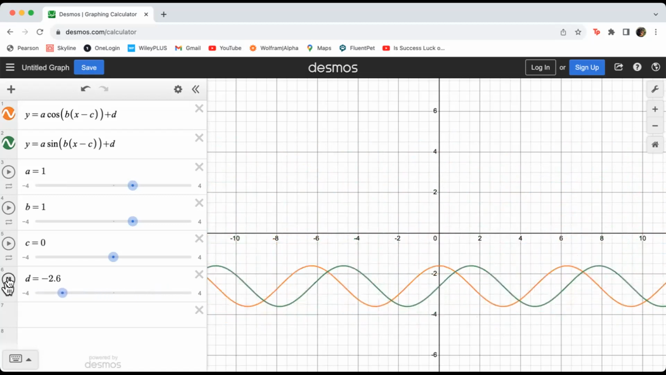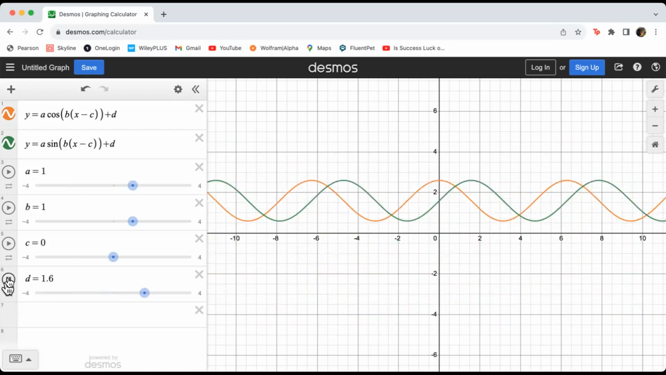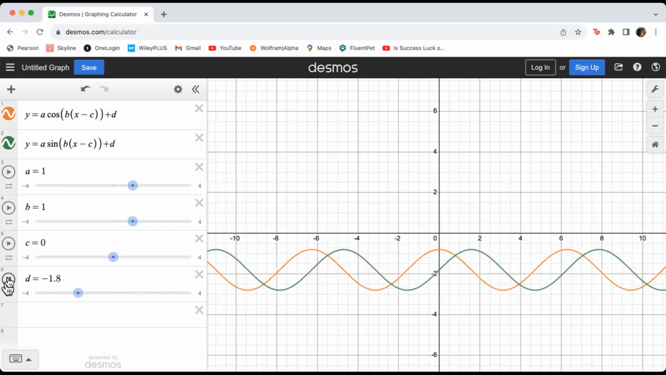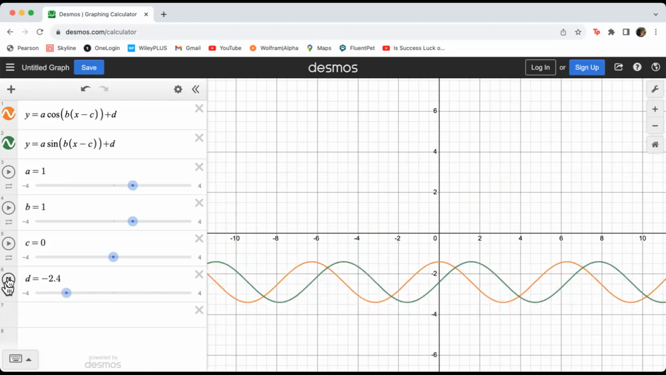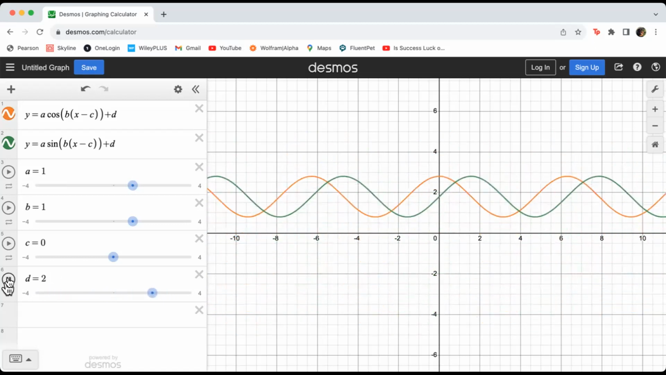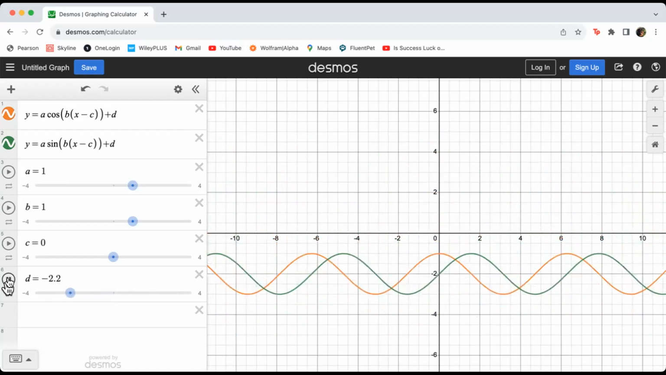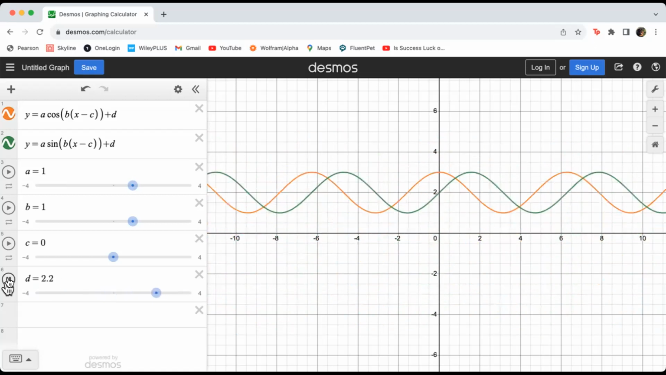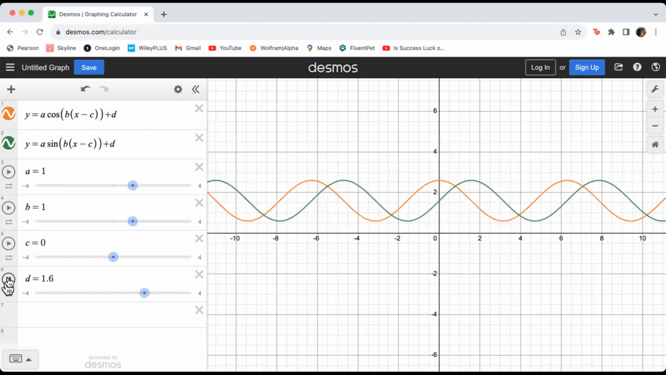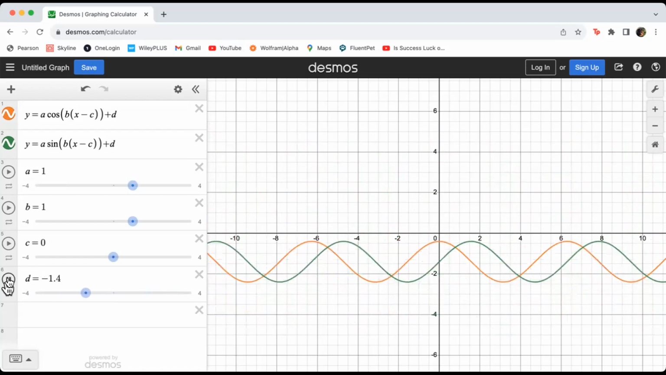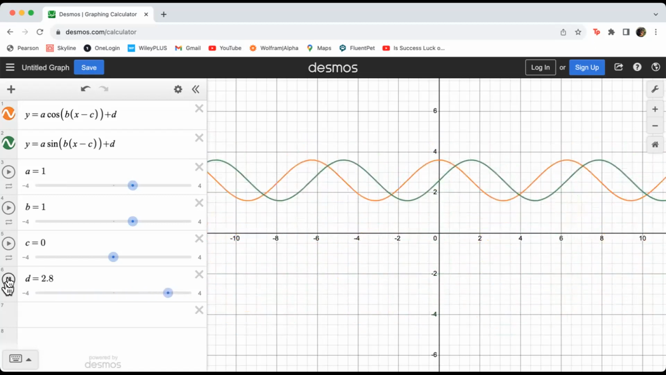Is the period changing? No, we can see that the top points are staying the same distance apart. They're staying 2 pi units apart. What about the start? What's going on at 0? Is the cosine changing? The 0 point seems to always be at the top on the cosine and at the middle going up. So the start point isn't changing. What is changing?